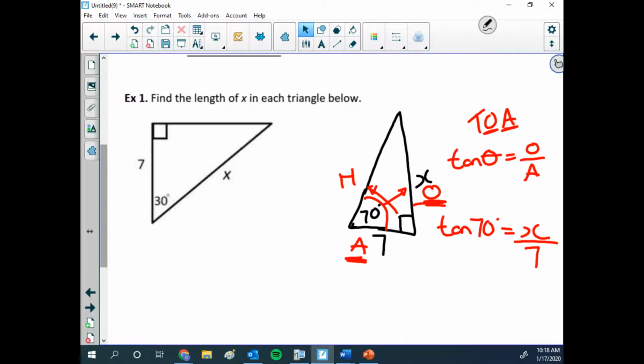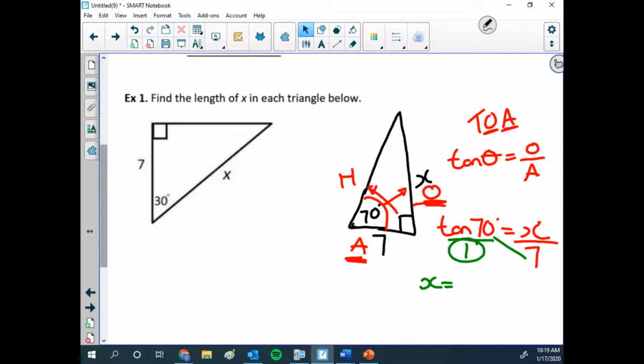I generally like to use x rather than O in here, because otherwise sometimes people get mixed up and think it's a 0. If I'm going to cross multiply here, I need to recognize that tan of 70 can be written as a fraction over 1, because I have a proportional relationship between these trig ratios. So tan of 70 over 1 equals x over 7. I'm going to solve for x by cross multiplying and dividing.